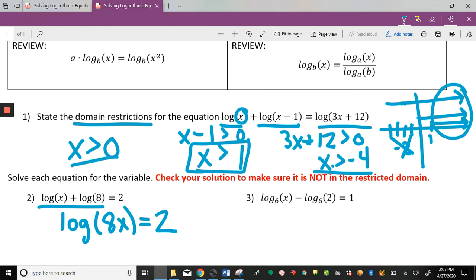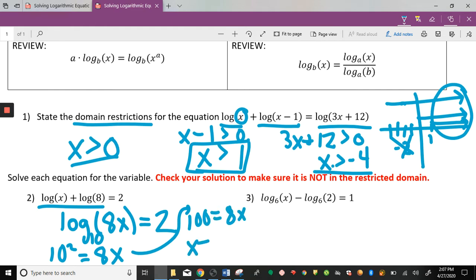Now from here, what do I do? Well, I don't have another log with the same base on the other side, but I can change this back into exponential. The base here is 10, even though it's not written. So 10 to the second equals 8x. That would give me 100 equals 8x. Divide, I get 100 over 8. If you wanted to round, that's 12.5, but just listen to directions on the homework, depending on if I ask you to round or write as a decimal or write as a fraction.